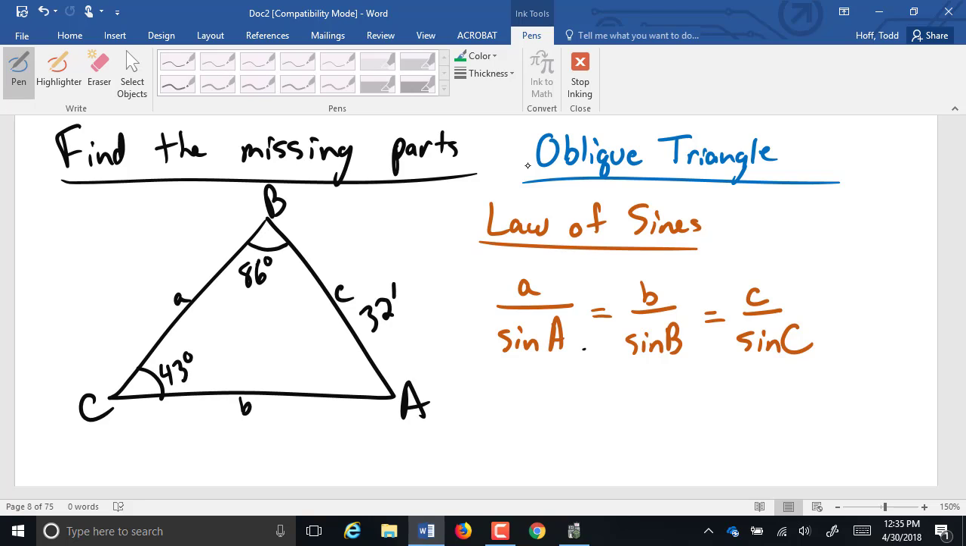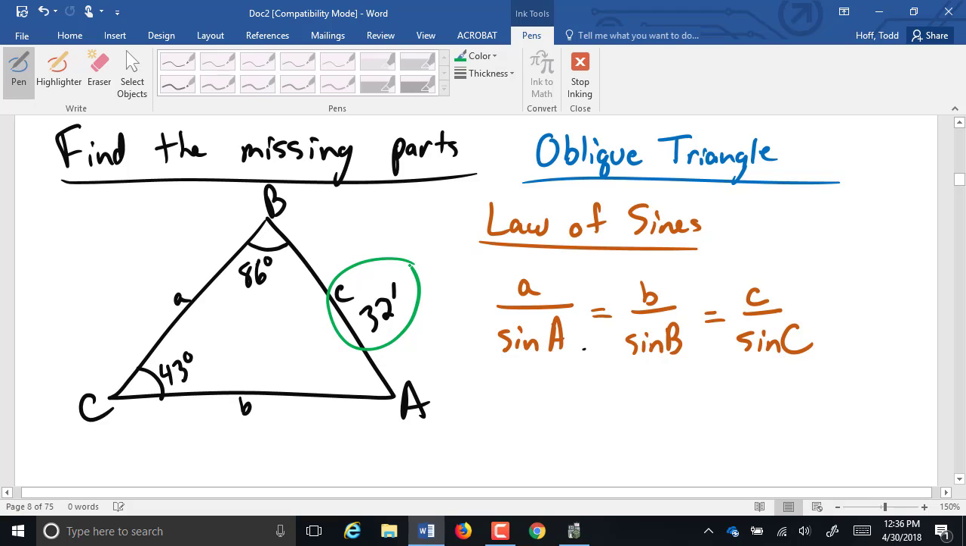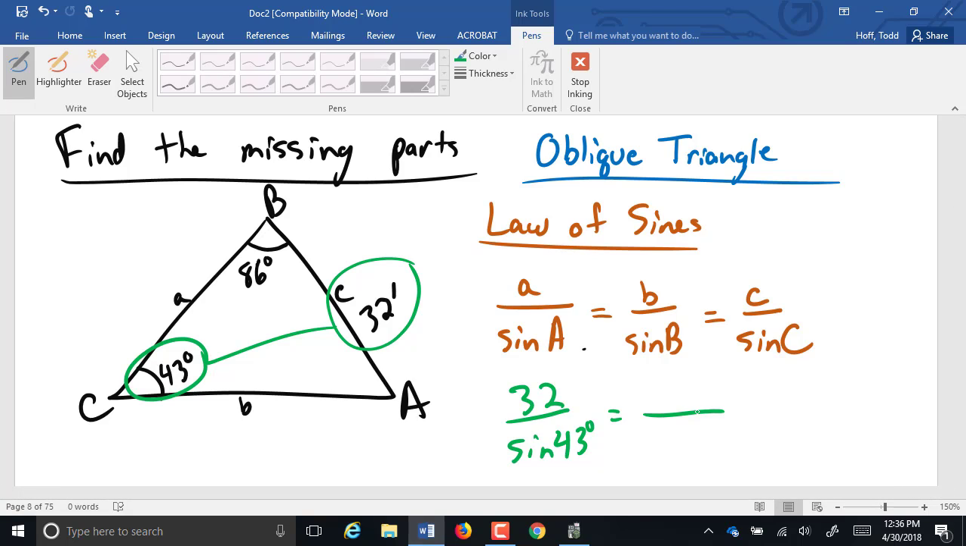So the first thing we have to find is, do we have a side and its opposite angle anywhere? Well, the only side we have is the 32 feet. Do we have its opposite angle? Yeah, we do, the 43 degrees. So we're going to put 32 over the sine of 43 degrees. That is our side and its opposite angle. Now, which side do we want to find? Well, we have the 86 degrees, so sine of 86 degrees. What side is going to go above it? What's the opposite side from the 86?